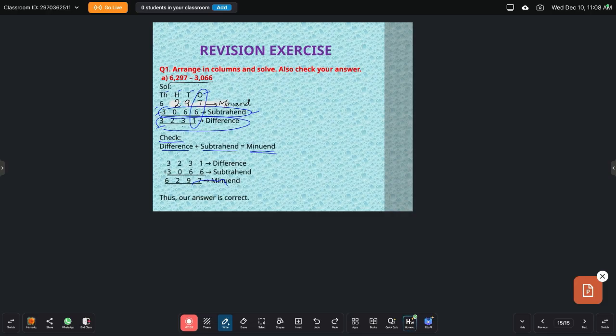We will take the difference. What is the difference? 3,231. Check here. This is the difference here written. And we have to take the subtrahend. What is the subtrahend? Which number we have to take? We have to take 3,066. Now what we have to do? We have to add them.